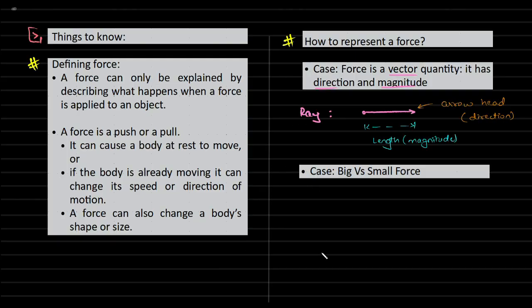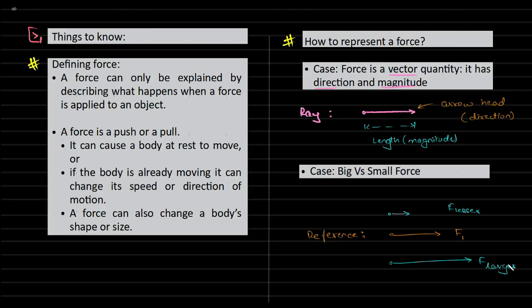Then how do you represent a big force and a small force? So let's consider a reference force, let's say F1. If I want to represent a smaller force, we do this. F, this is lesser. If I want to represent a bigger force, I'll represent it this way, or larger.